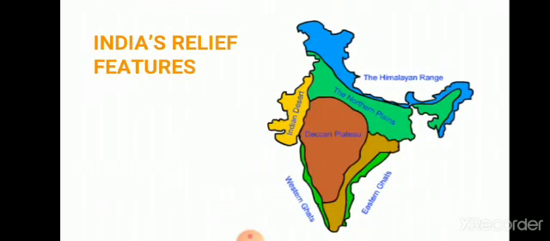India is divided into 6 major relief features. They are the Himalayan range, the Indo-Gangetic plain, also called the Northern Plain, the Peninsula Plateau, the coastal plain, the Thar Desert, and the islands.